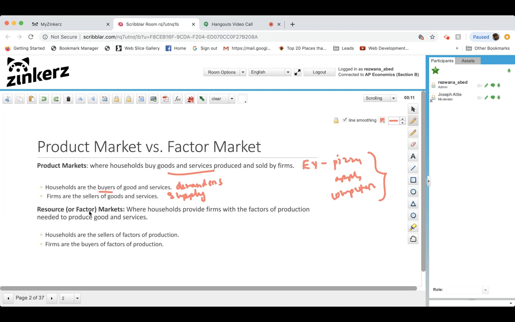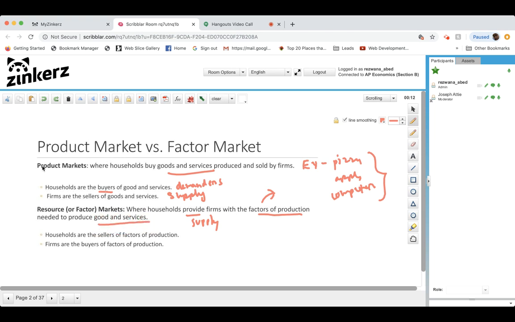Okay, so resource markets or factor markets is when households provide firms. So provide means supply, right? So households are actually doing the supplying here. They supply firms with factors of production, and we'll see in a little bit what these factors of production are, and maybe you remember some of them from way back in the beginning. So in factor markets, households are the ones doing the supplying, so they provide or supply firms or businesses with the factors of production that the firms or businesses will then use to produce goods and services.